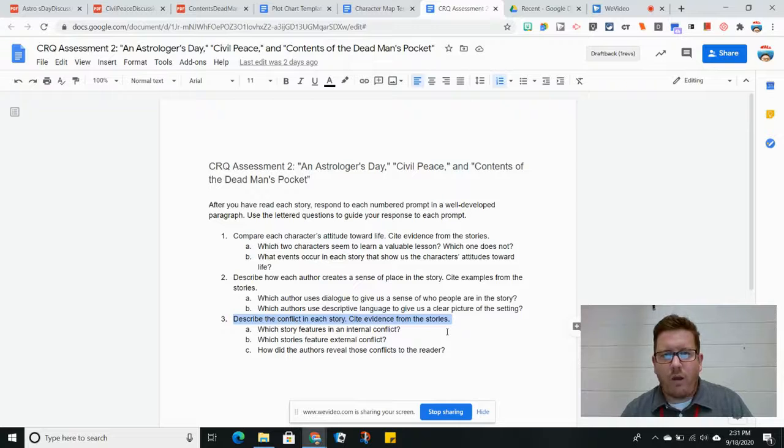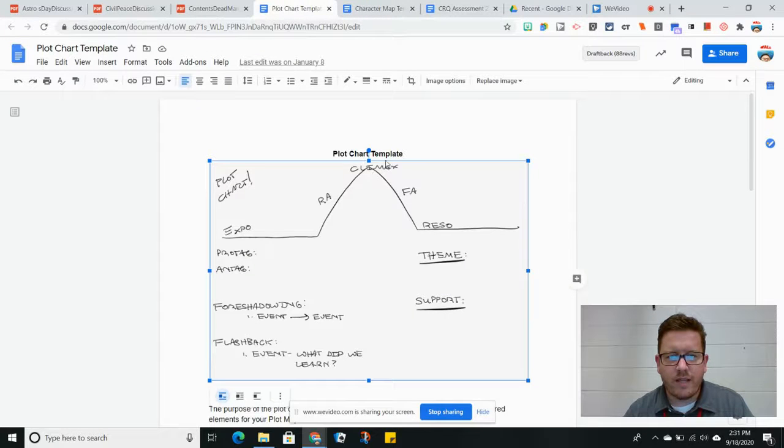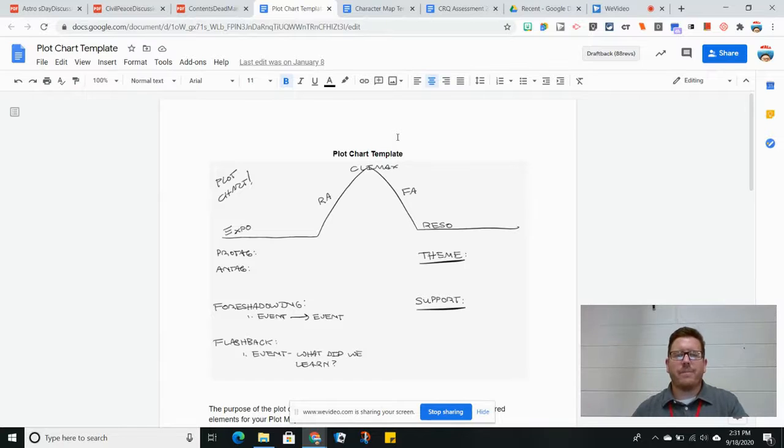So I want to know, when we talk about plot, the climax, what is the protagonist up against in each story? Who is the antagonist? What is the antagonist? Is the conflict internal or external?